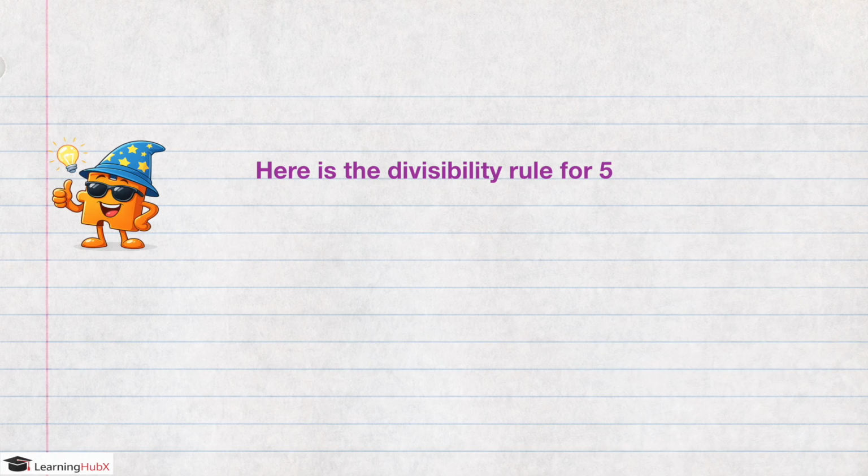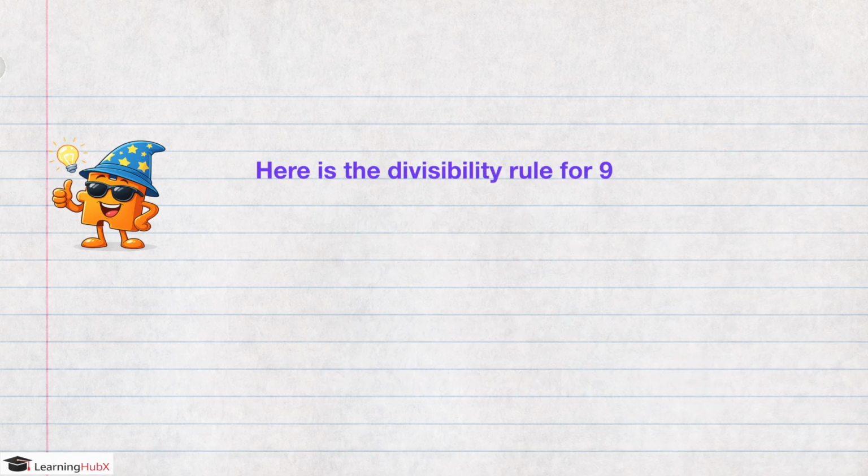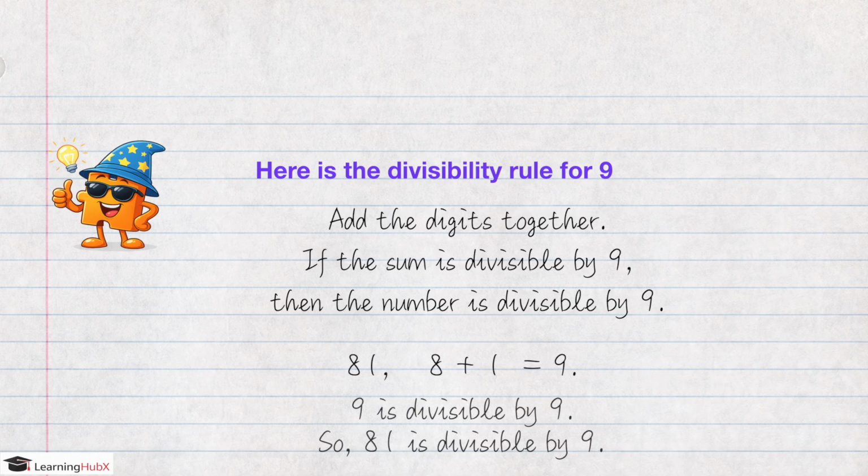Next, the rule for 5. A number is divisible by 5 if it ends in 0 or 5. For example, 35 is divisible by 5. 42 is not. Now here's the rule for 9. Add the digits together. If the sum is divisible by 9, then the number is divisible by 9. For example, 8 plus 1 equals 9. 9 is divisible by 9. So 81 is divisible by 9.